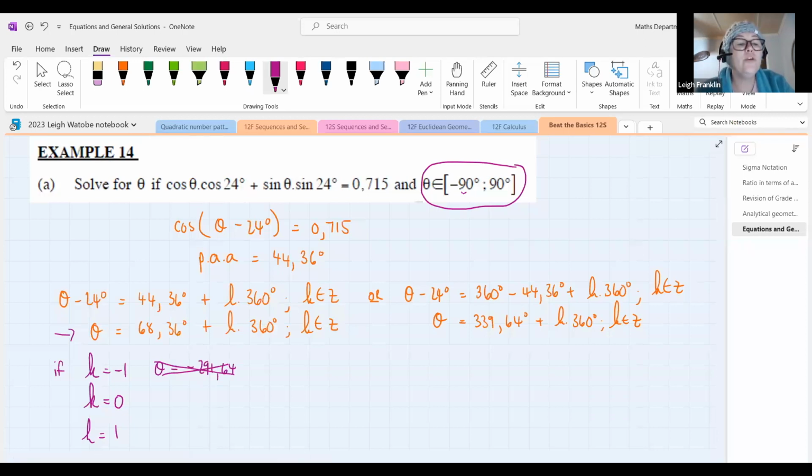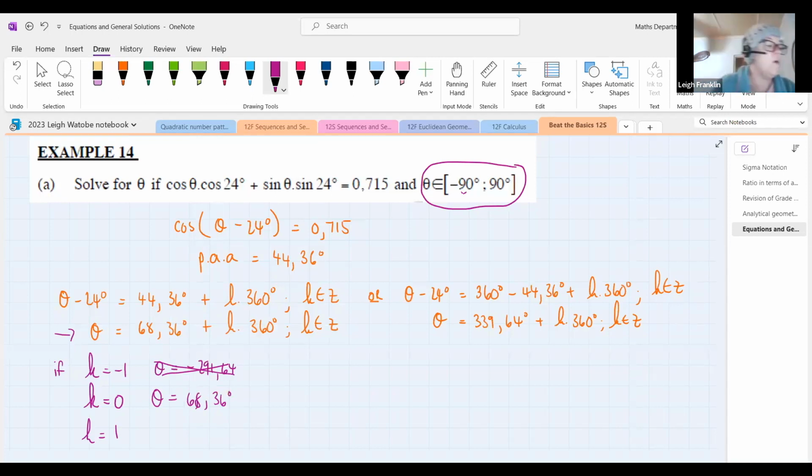Now we're not going to consider k values that are smaller than -1 because they're all going to give us angles that are smaller than this, which we know is smaller than our lower bound. If k is equal to 0, we'd say 360 times 0 plus 68.36. That gives us an answer of 68.36, which is great because that lies between these two.